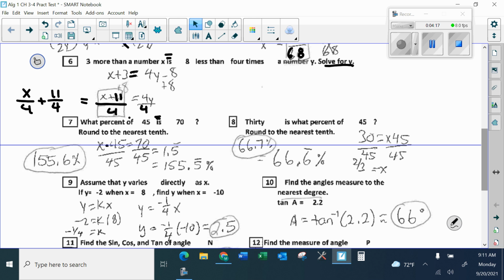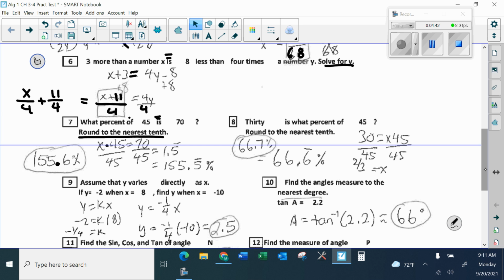45x equals 70. Divide by 45 on both sides, you get 1.5 repeating bar. Okay, now I need to change that to a percent, so it's 2 places to the right, 155.5 repeating bar percent. That would be the exact answer. Then I go back and read the question, and it says nearest tenth, so that makes it 155.6, rounded to the nearest tenth.